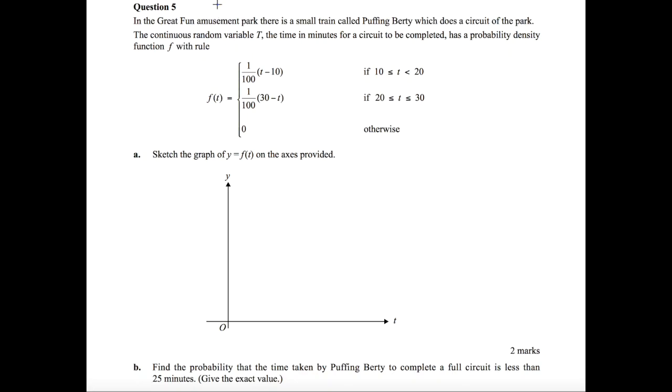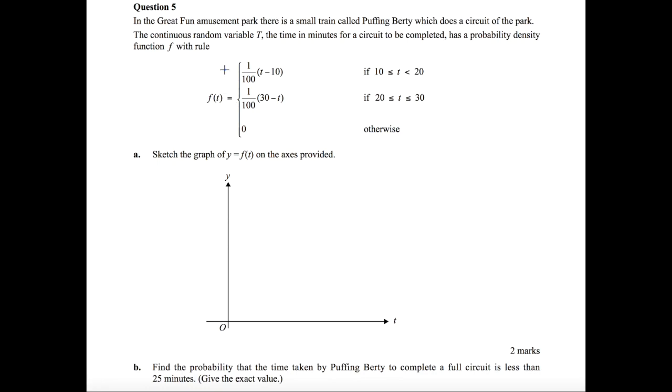Okay, so this is a really good continuous probability question from the 2007 VCA exam. In the Great Fun Amusement Park, there is a small train called Puffing Birdie, which does a circuit of the park. The continuous random variable t, the time in minutes for a circuit to be completed, has a probability function shown here. Sketch the graph of y equals f of t on the axis provided.